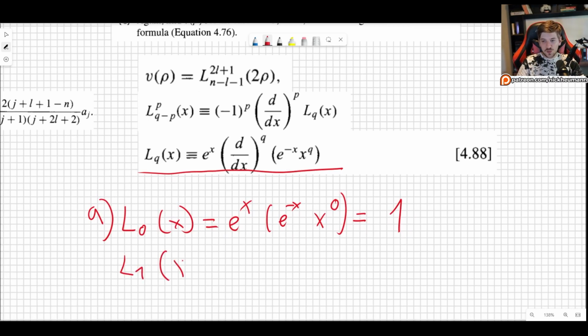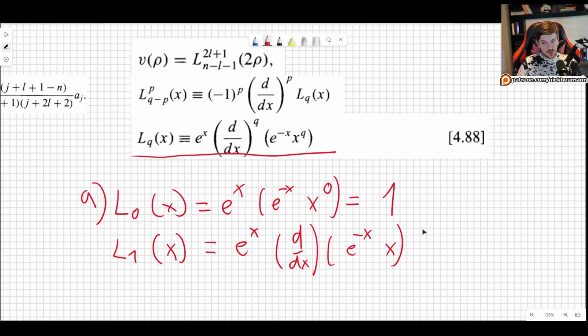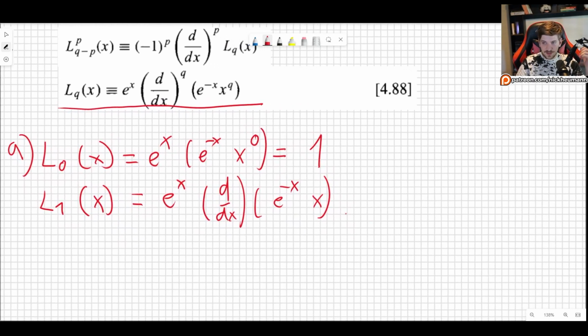So then we have L1, so L1 of x. And this will be e to the x. Now we have to take one derivative, so one derivative of e to the minus x, x. Okay, so this time it is x to the 1. So let's take this derivative.